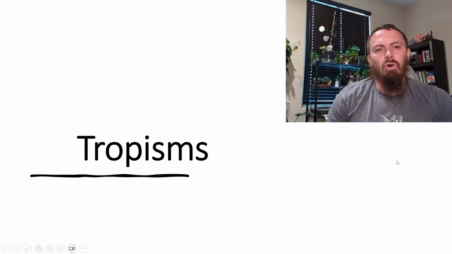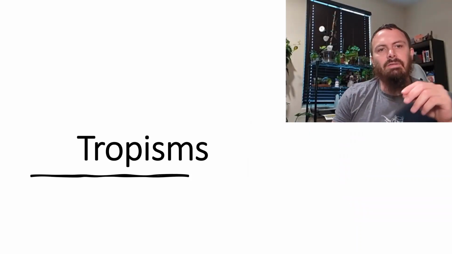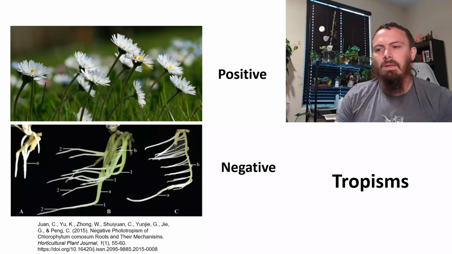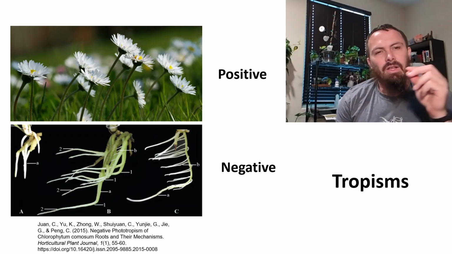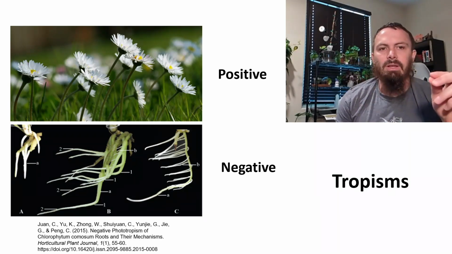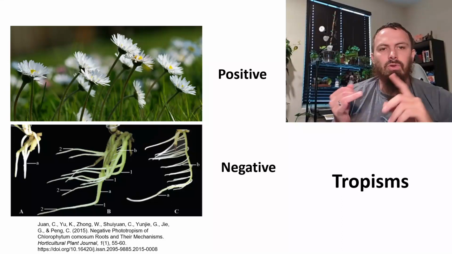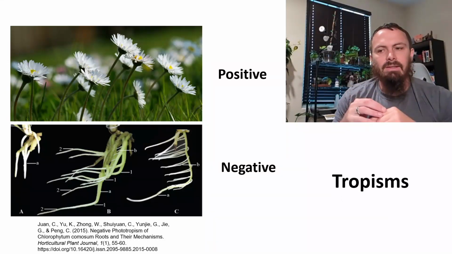Now we're going to start talking about tropisms, or how plants perceive and respond to their environment. So tropisms are a way for a plant to detect a stimulus and then grow towards or away from that stimulus. The stimulus can be a variety of things. We'll talk about a few of them, with the main one being light.